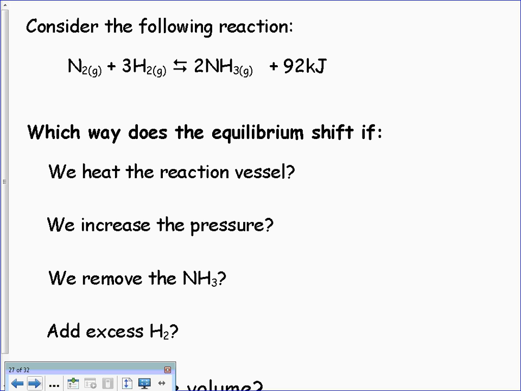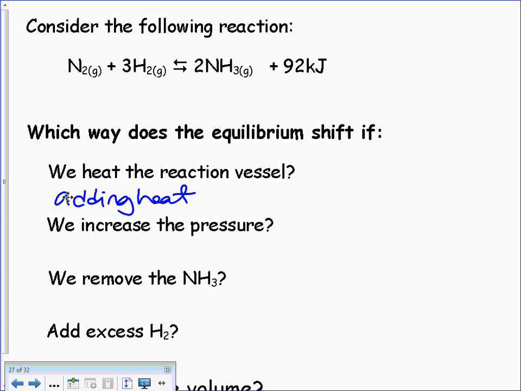So I'm going to teach you some through this, and then we'll go back to the written part. So the first stress you can see is that I'm heating the reaction vessel. And the reaction vessel is just the place where this reaction is happening all together. And so if I heat the reaction vessel, I'm adding heat.